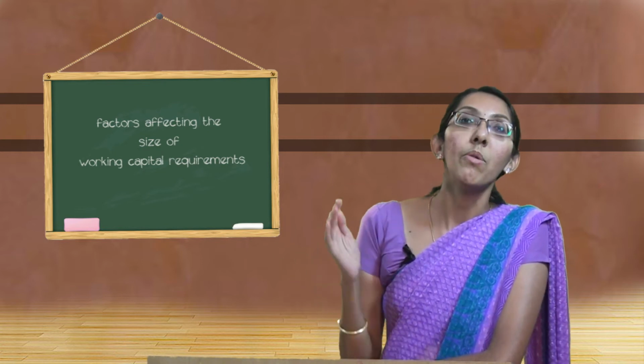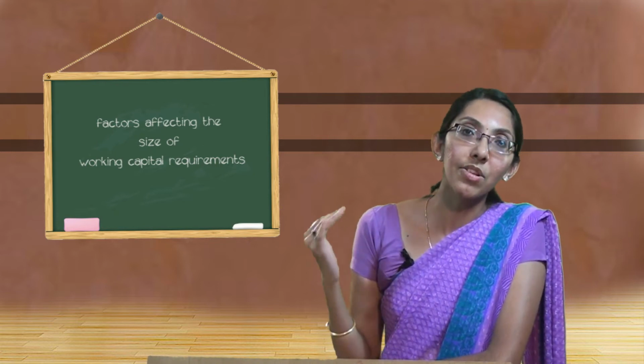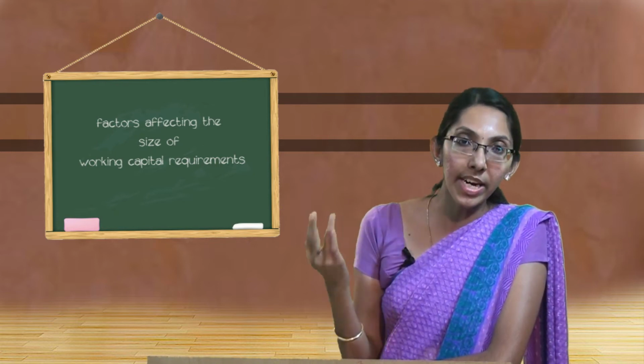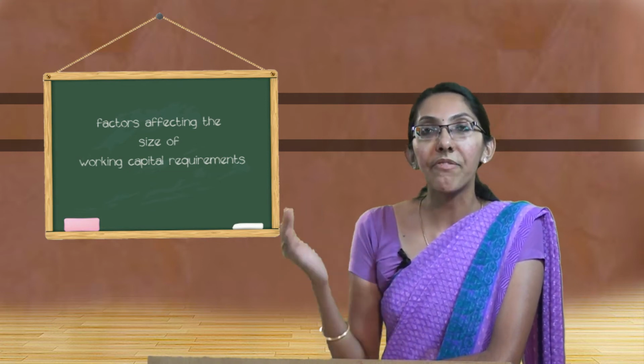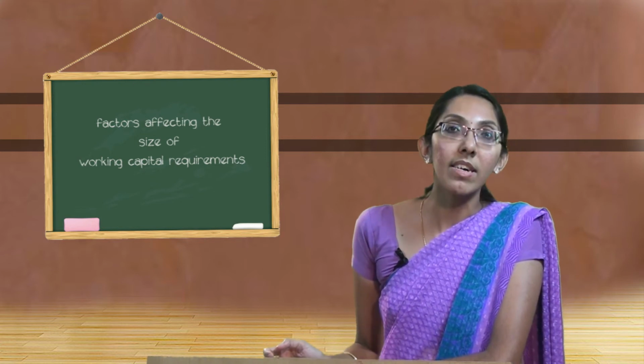Whereas on the other hand, when the length of the operating cycle is less, in that case the working capital required is also low because cash will be converted into raw materials, or the finished goods will be converted into cash, in a short duration. So this is the third factor.